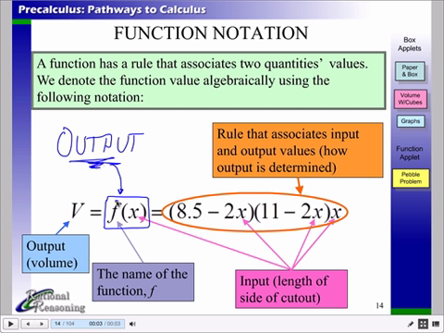So it's a very convenient way to represent values rather than cranking them through the rule. Instead of finding the number, we can just represent it this way. We can just write f of x, and that represents the output.